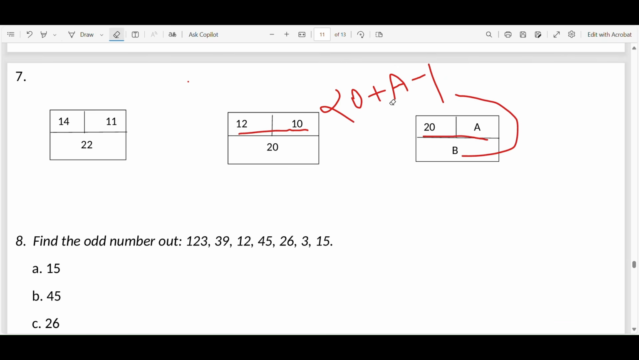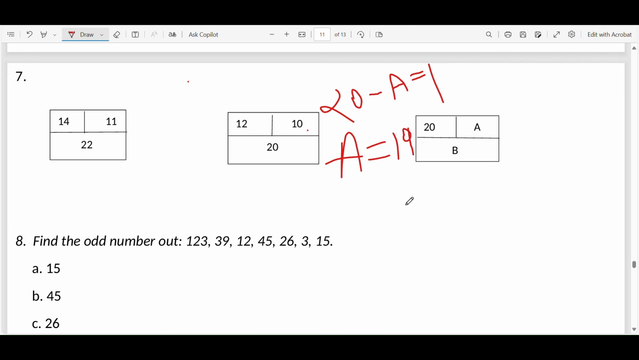Let me erase something here. See, let me erase this. Yes. So 20 minus A will be equal to 1, right? Erasing this. Okay. So now after this, A will be 19, right? A will be 19. Finally, you got the value of A, which is 19.